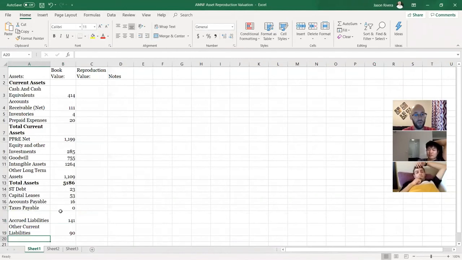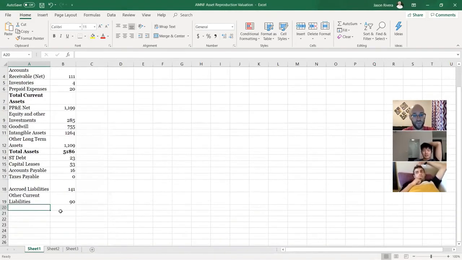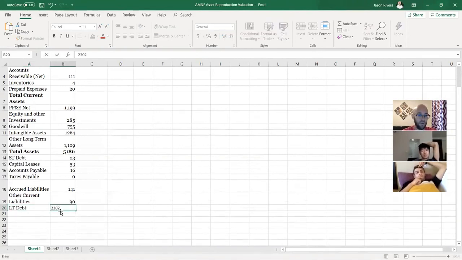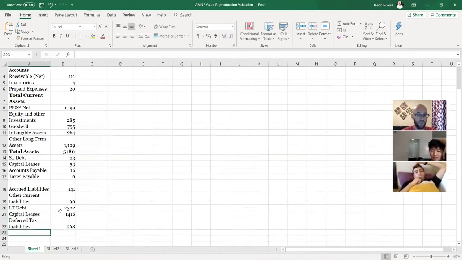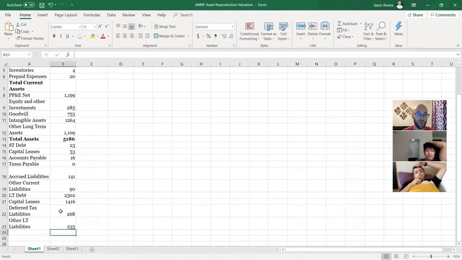That total current liability, what you just wrote down, okay, yeah, so just skip that. Go to the long-term liabilities, please. Okay. Long-term debt, 2302. Then capital leases, 1416. Then deferred tax liability, 268. Other long-term liability is 235. And total liability is 4545.